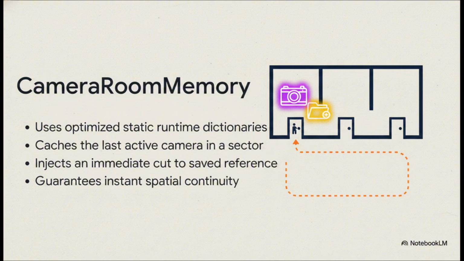The asset does all the heavy lifting for you by using optimized static runtime dictionaries. It actually caches exactly which camera the player was last using in any given sector. So when they backtrack, the system injects an immediate, seamless cut right back to that saved reference. You get guaranteed, instant spatial continuity. And the best part? As a developer, you literally didn't have to write a single tracking variable to make it happen.